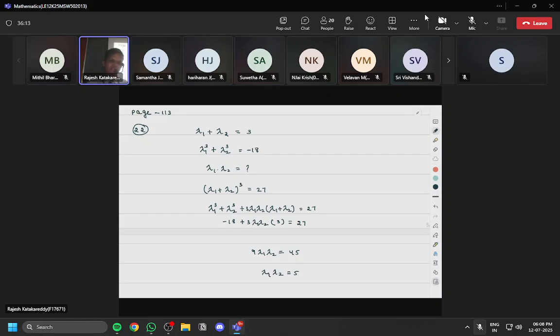See, parallel planes are similar to parallel lines. In parallel lines, what happens? The X, Y coefficients must be proportional, and the constant is different. Correct? In planes also, the X, Y, Z coefficients must be proportional. The remaining constants are not proportional. That is parallel planes.